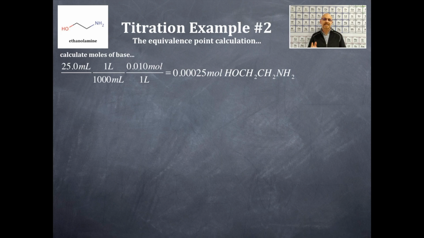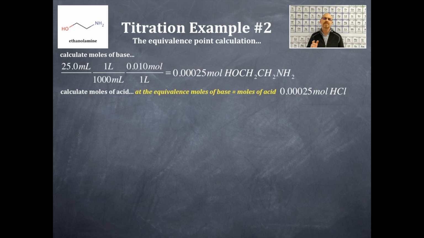The most important part here that drives the math is that at the equivalence point, the moles of the base is equal to the moles of the acid. So how many moles of hydrochloric acid do I have? The same as the moles of the ethanolamine, which would be 0.00025 moles. That is the moles of the acid that is necessary at the equivalence point. Now I need to calculate the volume that's required. So we're going to calculate the volume of the acid that is necessary at the equivalence point.